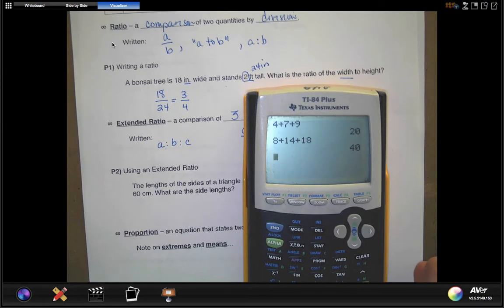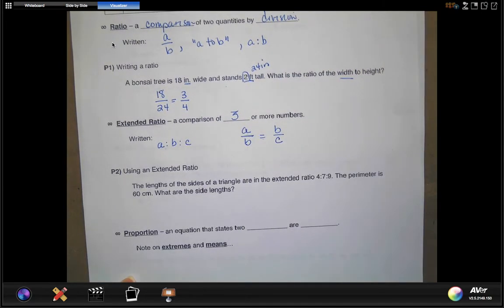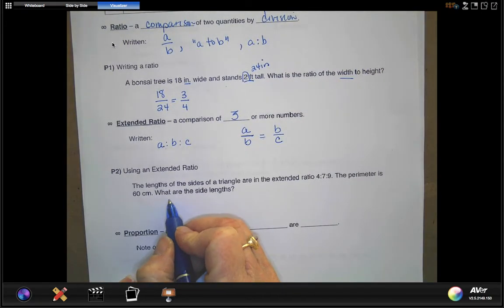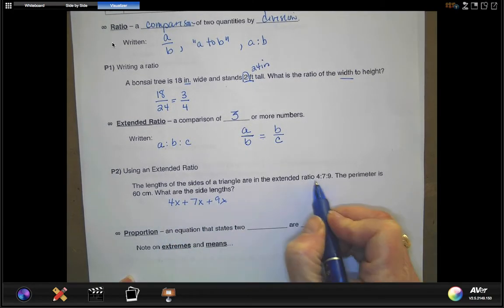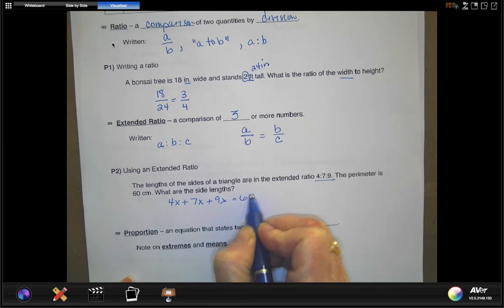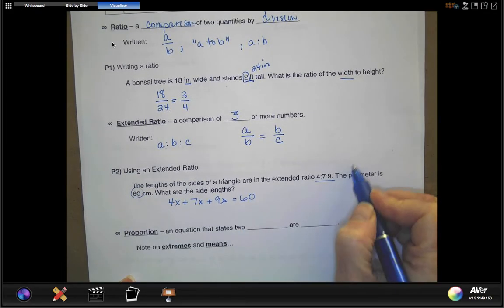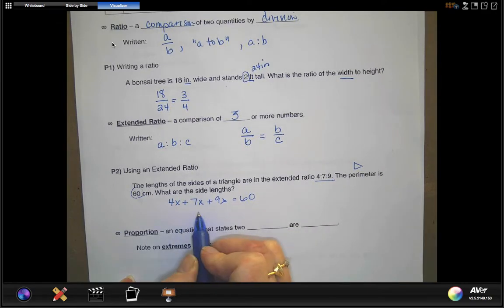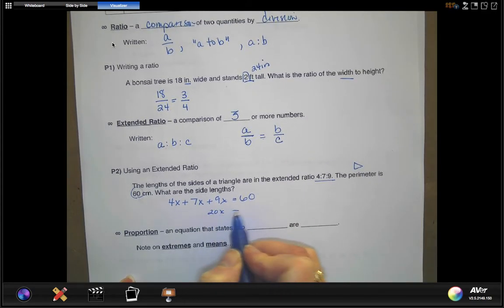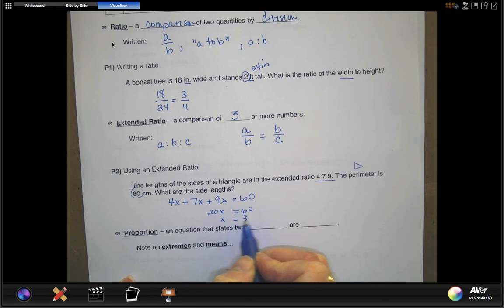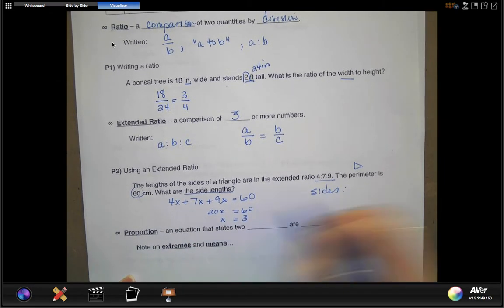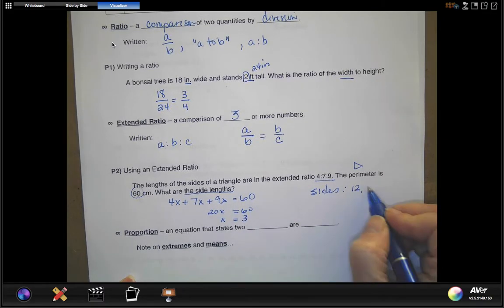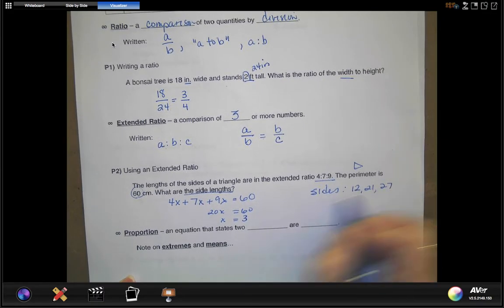But anyways, instead of me guessing and checking here with my calculator, why don't I just try to set up an equation here? So I'm going to just say 4x plus 7x plus 9x, so I'm just using those ratios there, equal to 60, the perimeter. Because remember, the perimeter is just the distance all the way around the triangle. This ends up being 20x equals 60. Divide both sides by 20, x is equal to 3. So then my sides, because it asked me what are the side lengths, so 4 times 3 is 12, 7 times 3 is 21, 9 times 3 is 27.